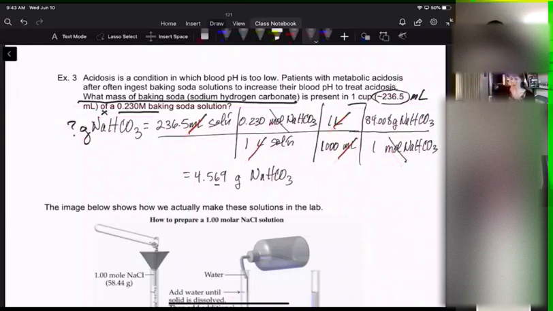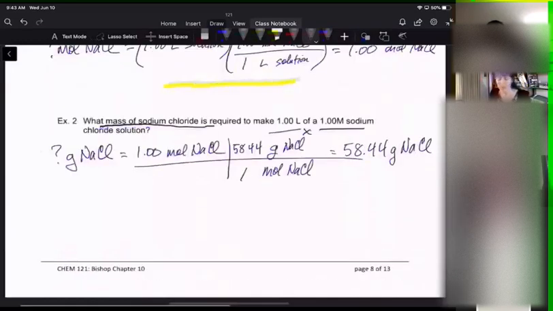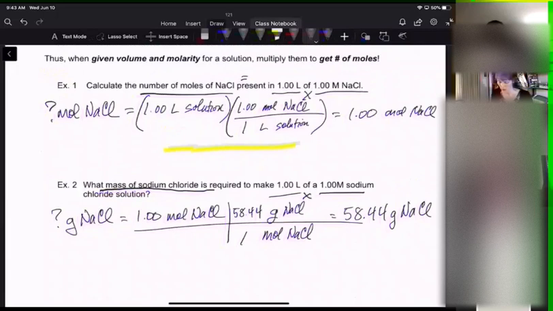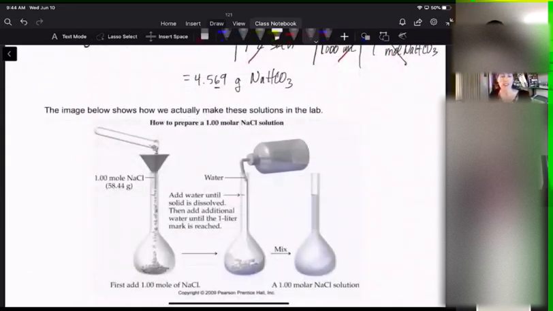Now, how do we make these solutions? We're going to go back to that previous example with the sodium chloride. So we determined that to make 1 liter of 1 molar sodium chloride, we need 58.44 grams. So we're going to use that here to talk about how we make a solution. So we go in the lab, we weigh out 58.44 grams of sodium chloride. Here's our flask. This is a volumetric flask.